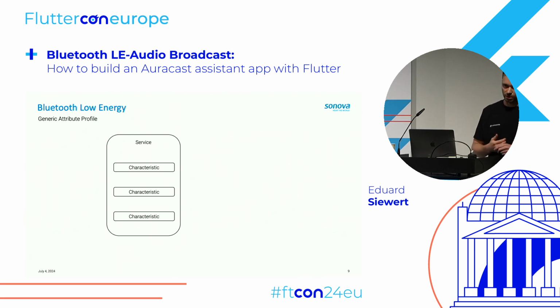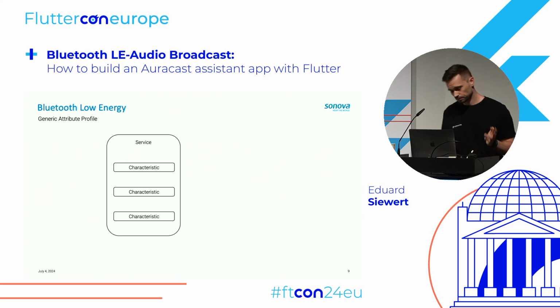So imagine this being a heart rate sensor. It would implement the heart rate service, and the characteristic would be the actual heart rate value of your device. And a characteristic can be readable. You can also subscribe to it to be notified when it changes. And some of them are also writable, so you can also provide some configuration, for example.